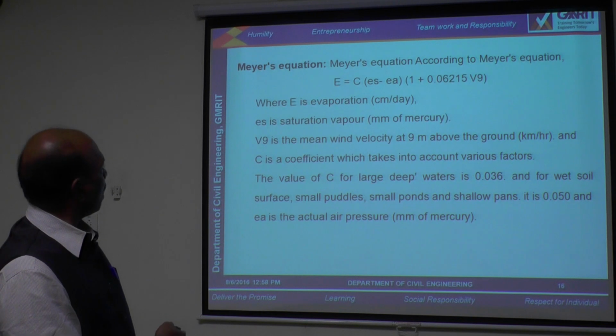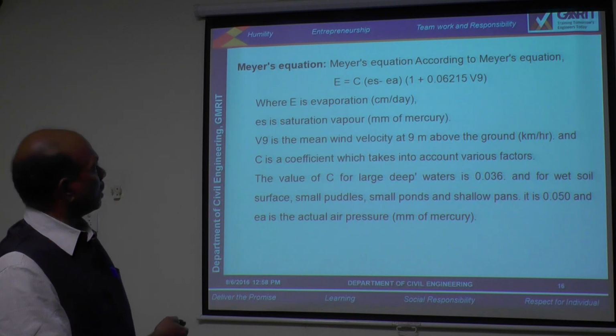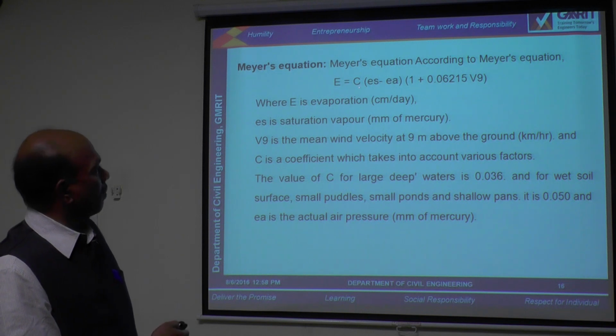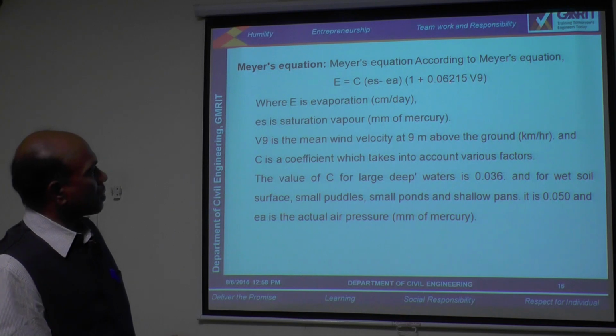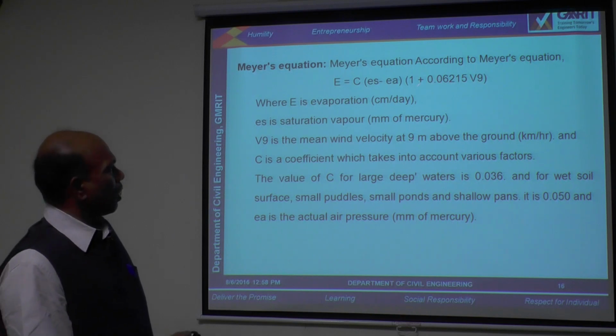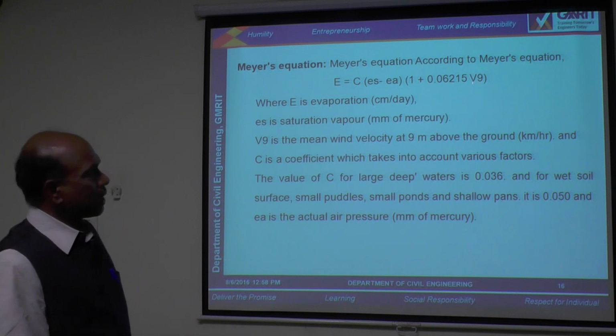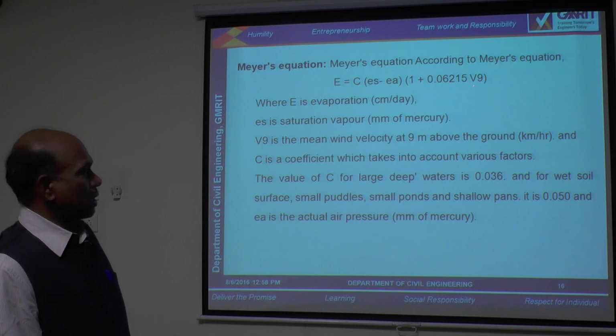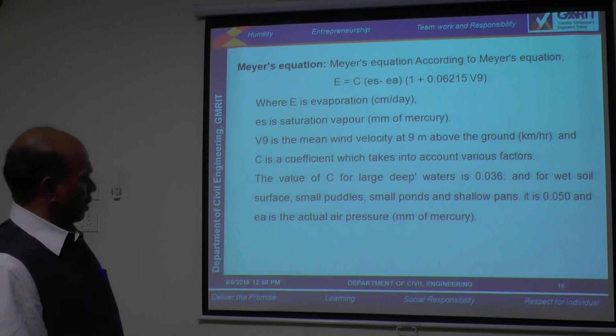And one more formula, that is Meyer's equation. This is also used for the estimation of evaporation rate. Here E equals C times (ES minus EA) times (1 plus V9/16), with the wind term coefficient 0.06215 V9. Here this is also like the earlier formula, the only difference is 8 meters there, here it is 9 meters above the water surface. All the remaining terminology is the same.